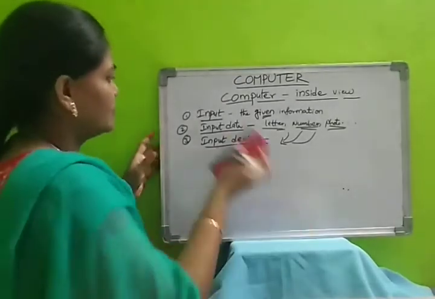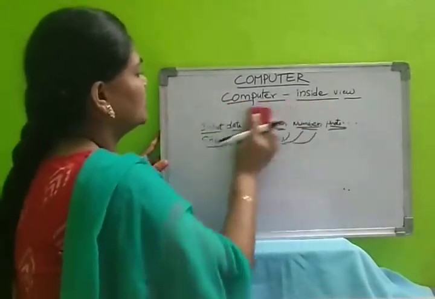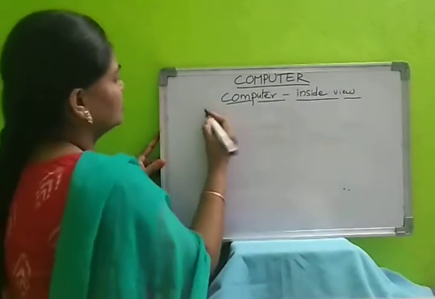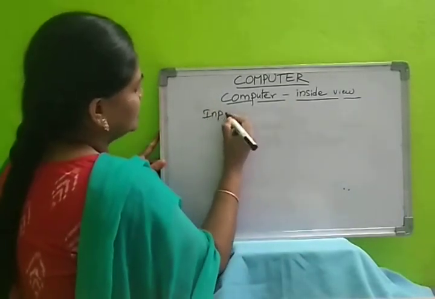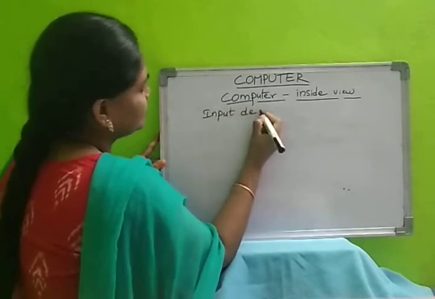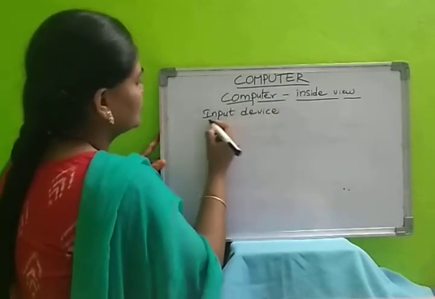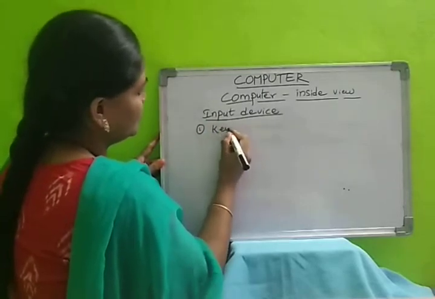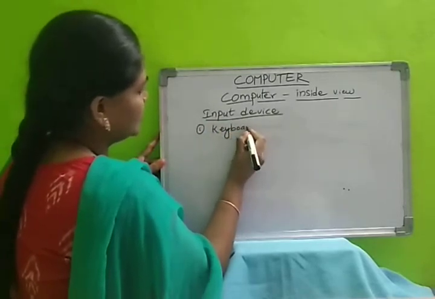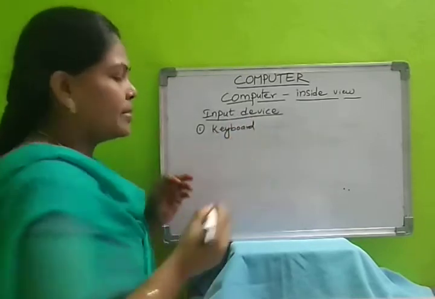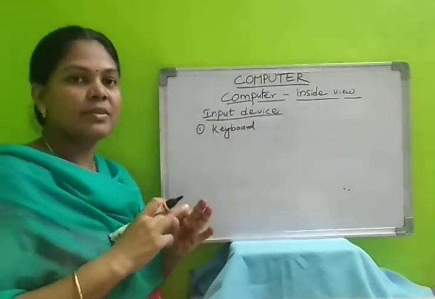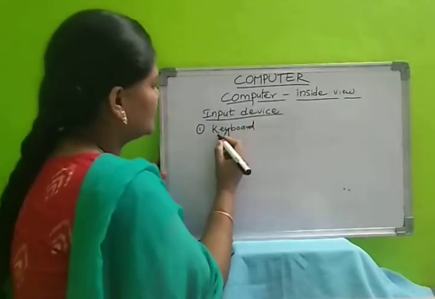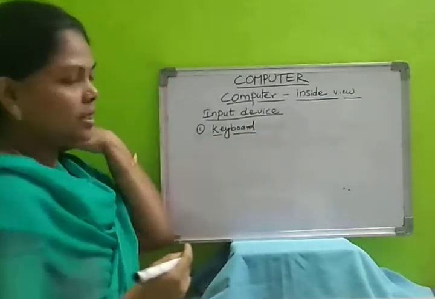Okay. So now we will learn what the different types of input devices are. The first input device is the keyboard. What is the first input device? In a computer, how many parts are there? 4 parts. From which device are we typing? From the keyboard. So the keyboard is the first input device.